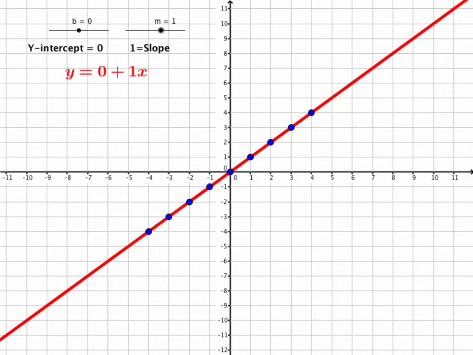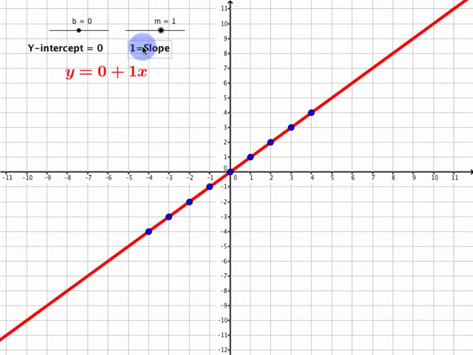Alright, and to finish up, I like to use this graphing calculator software to do a little exploration of how changing the equation for a line in slope-intercept form changes how the line looks. So right now we've got y equals 0 plus 1x. The y-intercept is 0, right on the origin, and the slope is positive 1, meaning that every time we go to the right 1, we go up 1. Every time x increases by 1, y increases by 1.